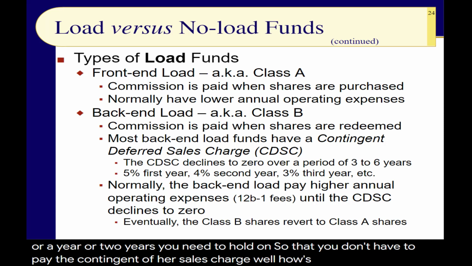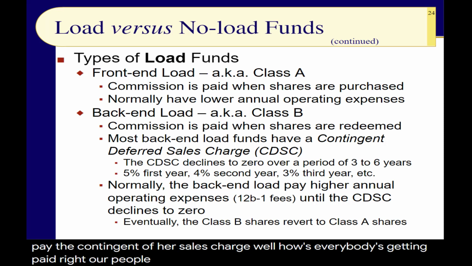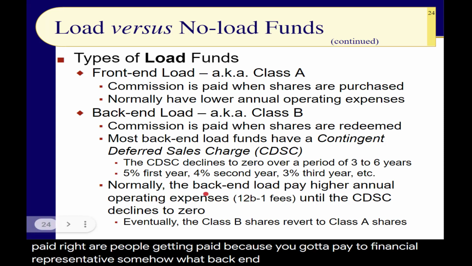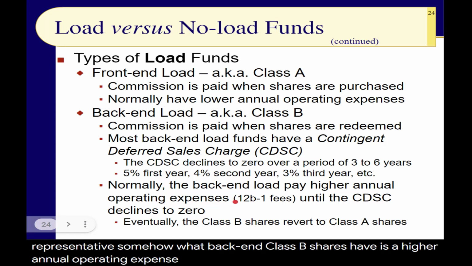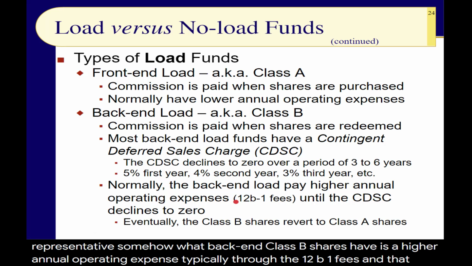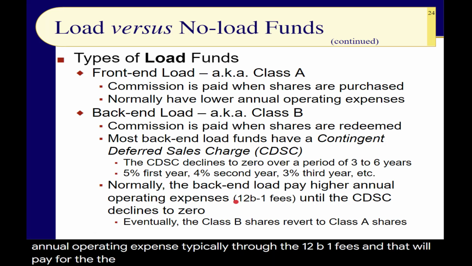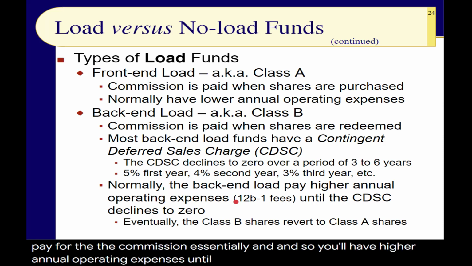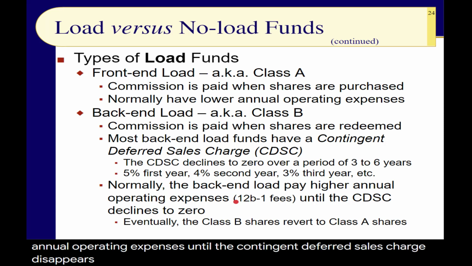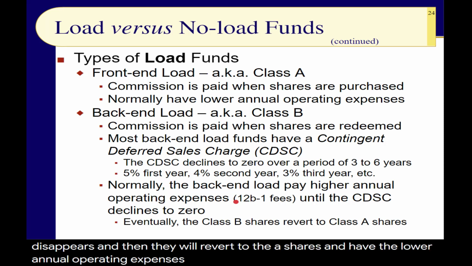Well, how is everybody getting paid? Because you've got to pay the financial representative somehow. Back-end Class B shares have a higher annual operating expense, typically through the 12b-1 fees, and that will pay for the commission, essentially. So you'll have higher annual operating expenses until the contingent deferred sales charge disappears, and then they will revert to the A shares and have the lower annual operating expenses. Are you confused yet? Good, we've done our job.